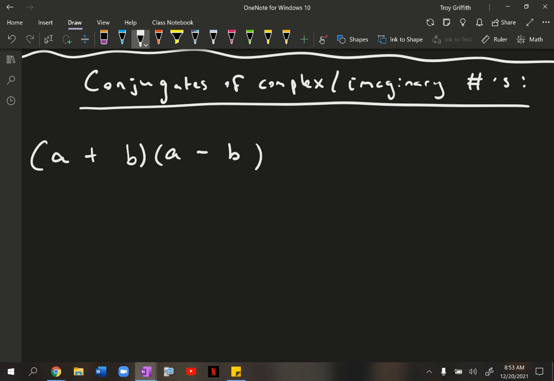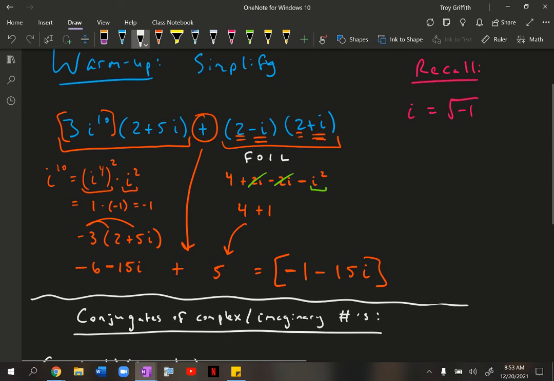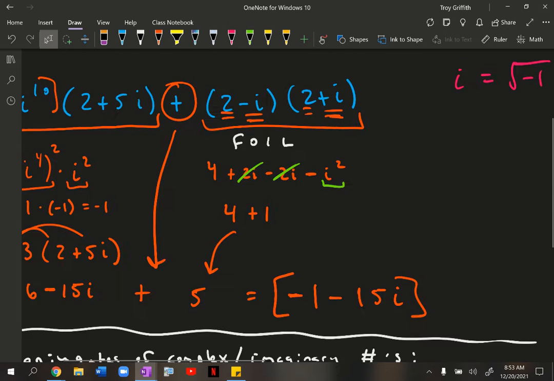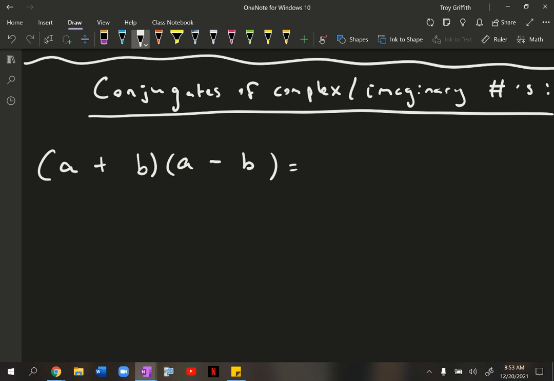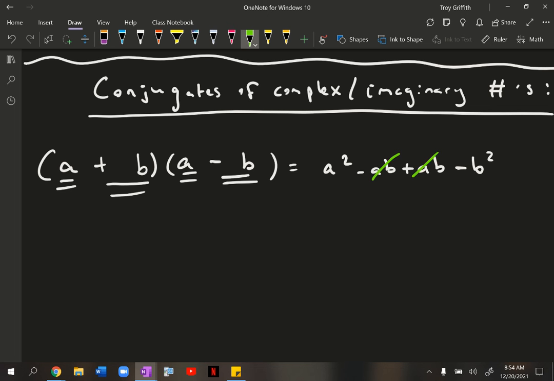We actually just saw some conjugates in this warm-up question when we had 2 minus i times 2 plus i. Those are conjugates of each other. Just to recap, if I was to FOIL all of this out, a times a is a squared, a times negative b is minus ab, b times a is plus ab, and positive b times negative b is negative b squared. What's special about conjugates is that every time I multiply two conjugates together, the terms in the middle cancel out, and I'm just left with the first thing squared minus the second thing squared. This is consistent across the board.